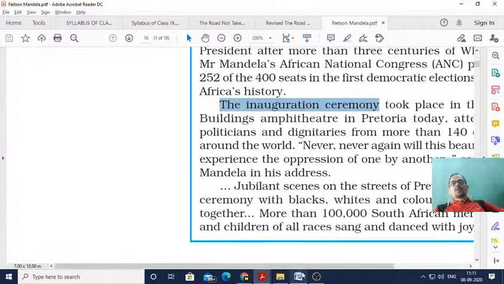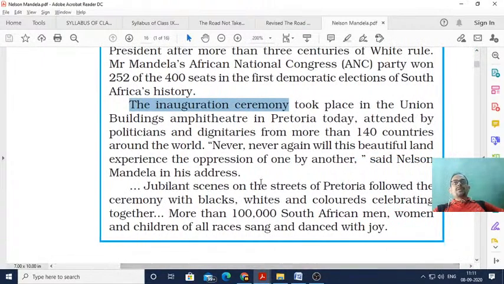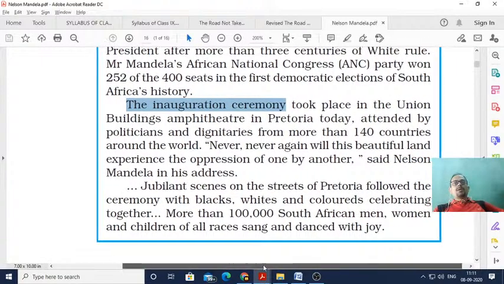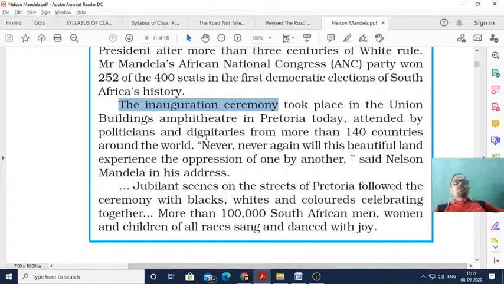Therefore, it was celebrated in a grand manner. So this is what we are going to learn. Where did the inauguration ceremony take place? The inauguration ceremony took place in the Union Buildings Amphitheatre in Pretoria today, attended by politicians and dignitaries from more than 140 countries around the world.